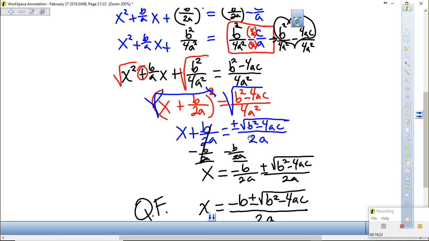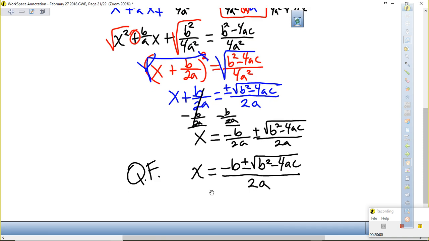You guys ready? And then you remember that square root of 4 is 2, square root of a squared is a, and you're like, oh, here I can't square root this because of the negative, so I just put plus minus square root of b squared minus 4ac. And then solve for x, minus b over 2a minus b over 2a. I get 2 fractions, and then I just combine them, and that's how I get my quadratic formula.